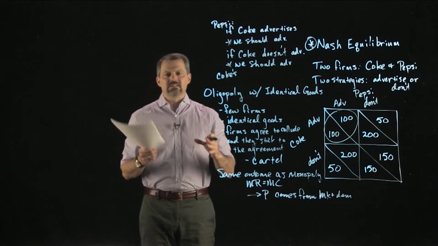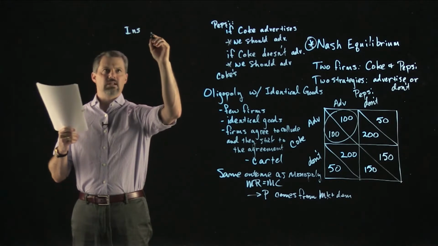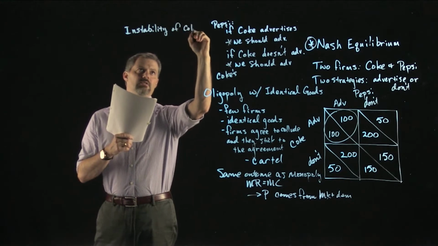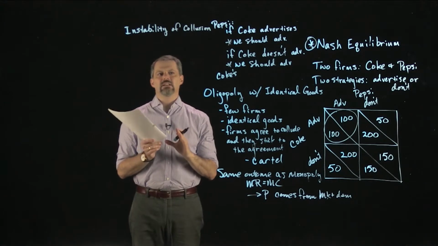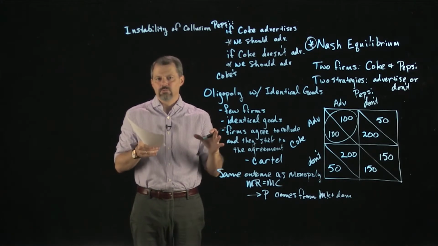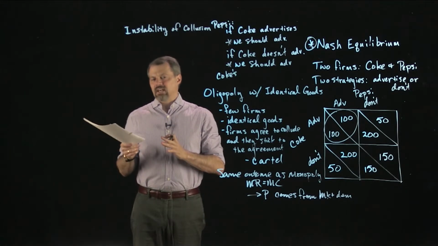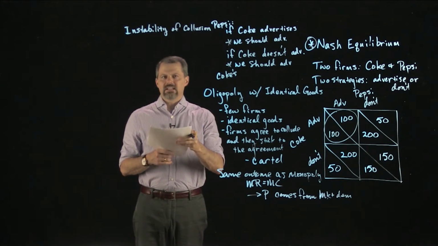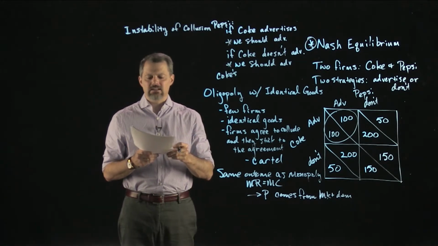Let's think about the instability of collusion, though. So why is this relatively unlikely? Instability of collusion. People have a tendency to believe that there's more collusion out there in the world than there probably is. There is some. Sometimes firms collude with each other against the public. But there's not as much as it appears to be. So we'll talk about that a little bit later, but let's think about why collusion is actually relatively unlikely.